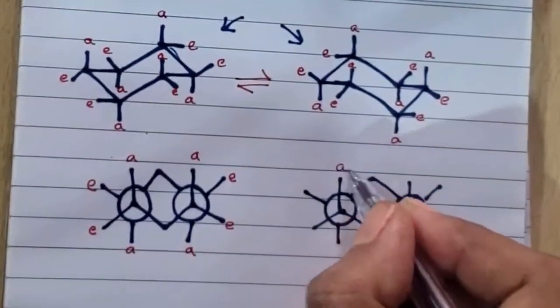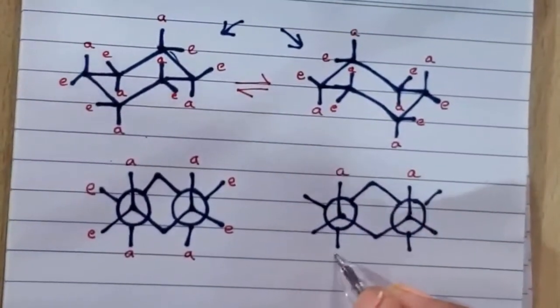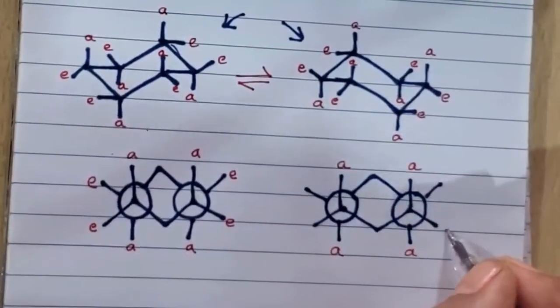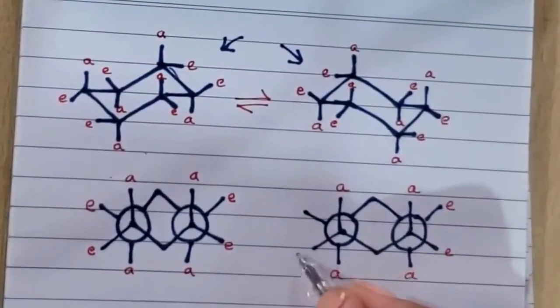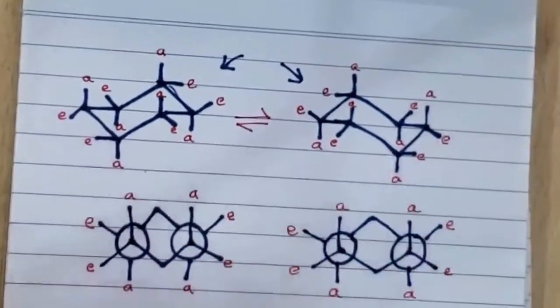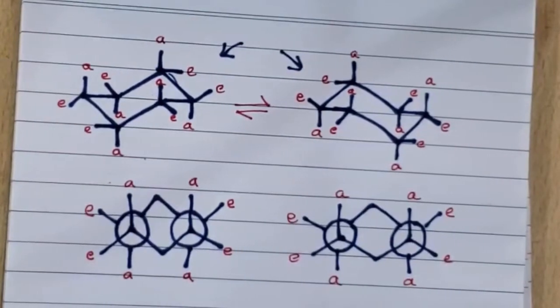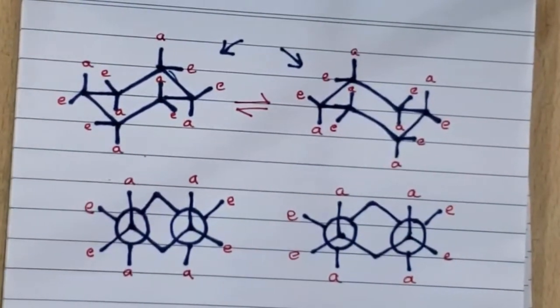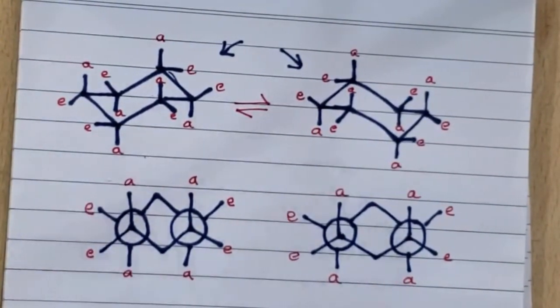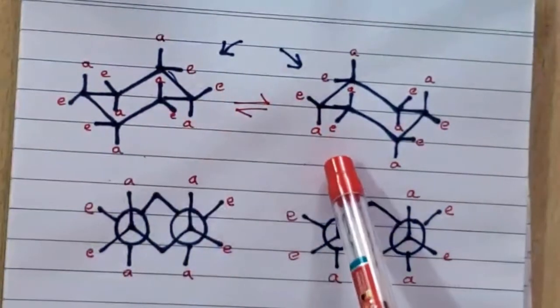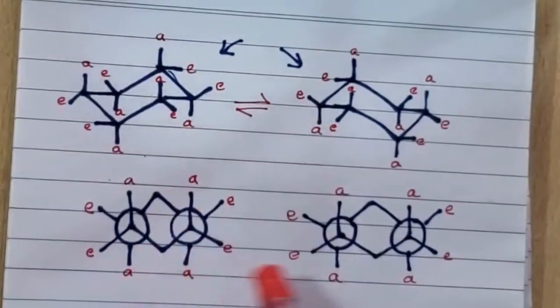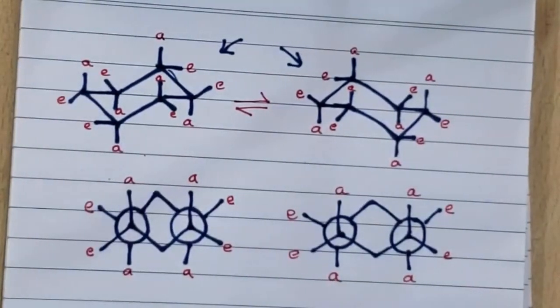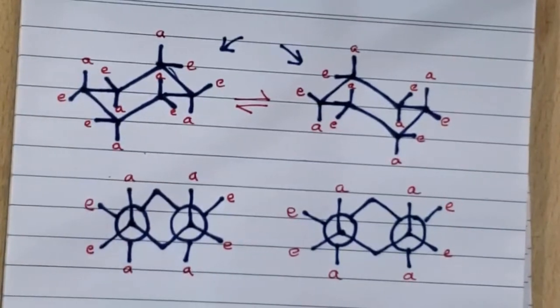Again, the vertical bonds are axial bonds, other bonds are equatorial bonds. This is a very simple method to draw the structures of the two chair forms, and the Newman's projection formula method to represent the chair forms.